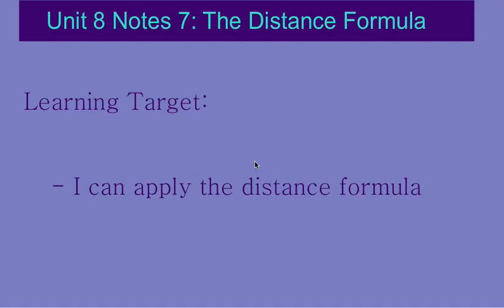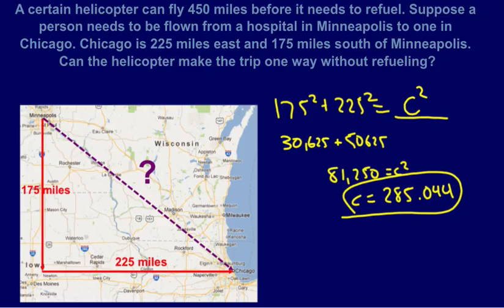Okay, folks, this is Unit 8, Note 7, the last one in this unit. So if you are here, you're ready to go. Congratulations, you are almost done with this unit, and then there's only one unit to go. So we're talking about the distance formula.